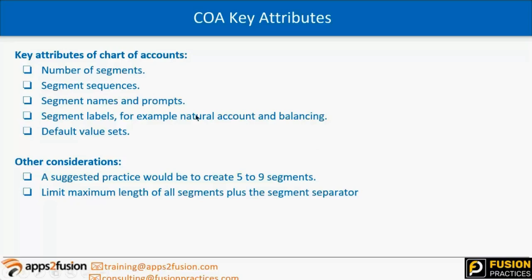Natural account and primary balancing segment are mandatory labels. The rest are all optional. So at bare minimum, you need two segment labels to be defined: primary balancing and natural account. So you can go with entity and account segment. Without entity and account segment, the accounting entry does not make sense, because you need to know in which entity you are doing that particular expense or liability. These two segments are mandatory. Default value sets you have to attach, and all of this.